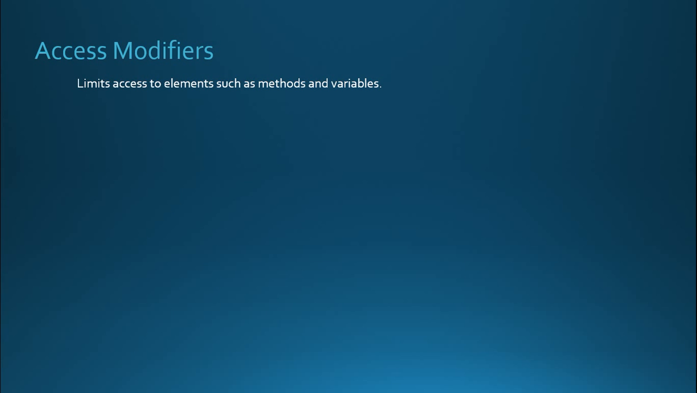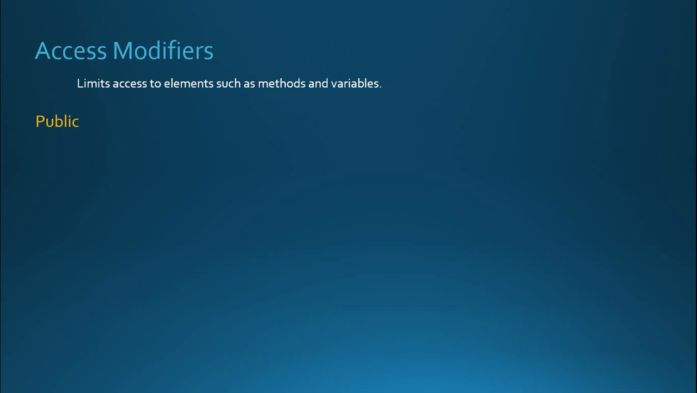Access modifiers limit the access to elements such as methods and variables. You haven't seen me use the word elements just yet, but elements are essentially a word that Microsoft uses in order to talk about anything and everything that is in your VBA code, such as functions, subroutines, properties, variables. Anything you write in your VBA code is essentially an element. So access modifiers limit the access to those elements.